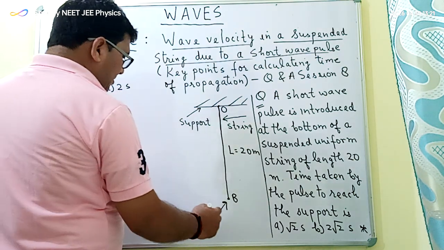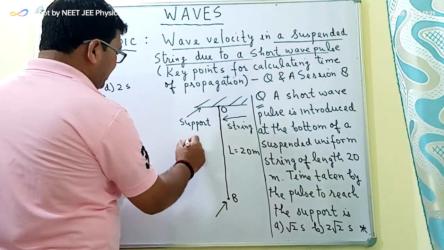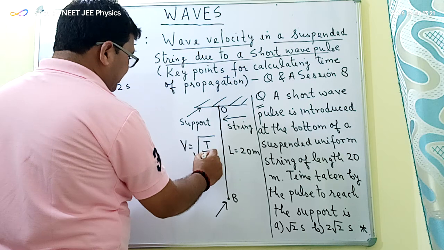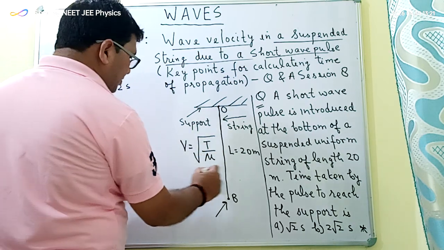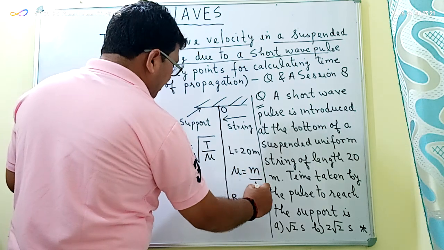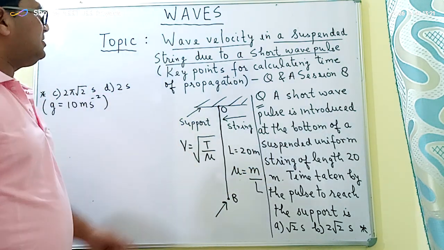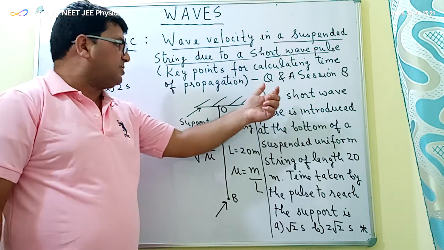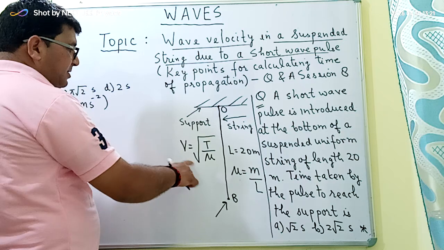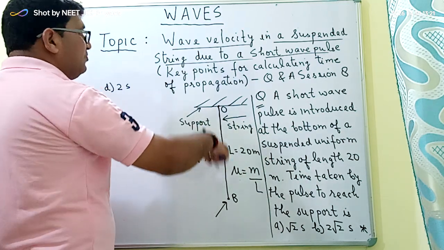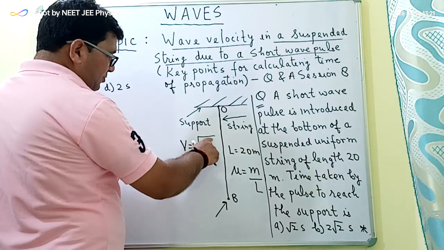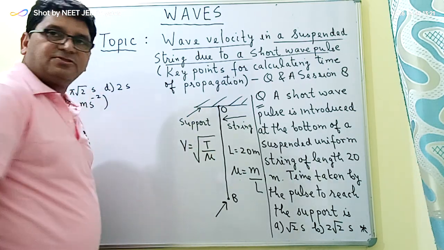Now in the case of a string, the velocity of the wave is given by this formula, that is v is equal to under root T upon mu, where mu is the mass per unit length. This is the formula which we have studied in session number 2, where we studied about the speed of waves. In that session, we learned that the velocity of the wave in the case of a string is equal to under root T upon mu, and here T is the tension in the string.